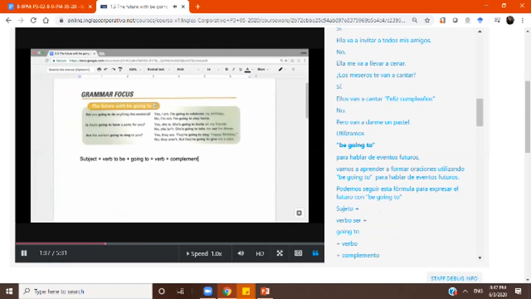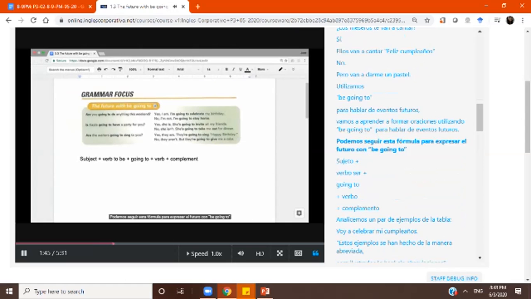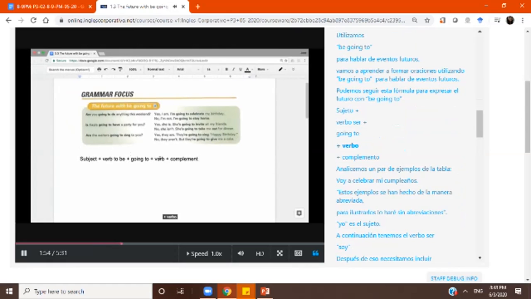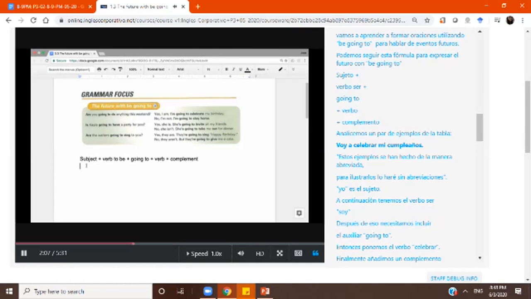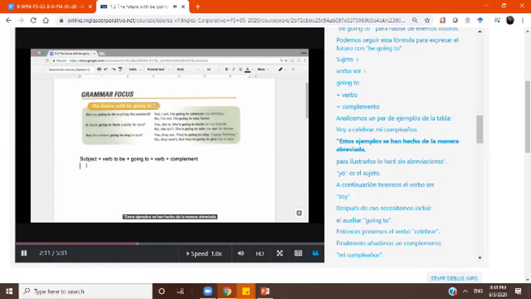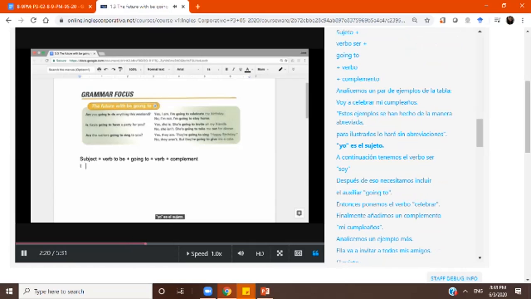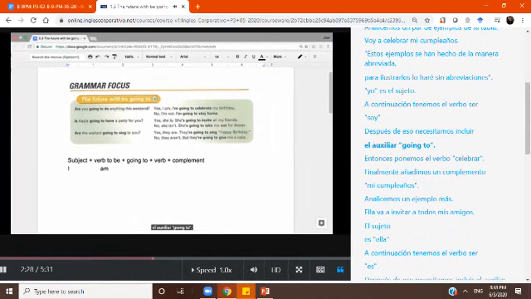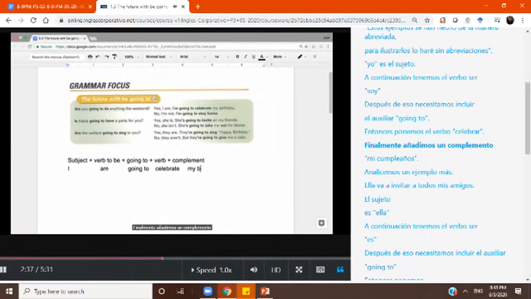We use be going to talk about future events. Let's learn to form statements using be going to talk about future events. We can follow this formula to express the future with be going to. Subject plus verb to be plus going to plus verb plus complement. Let's analyze a couple of examples from the chart. I'm going to celebrate my birthday. These examples are contracted, by the way. In order to illustrate these examples, I will do it without contractions. I is the subject. Next, we have the verb to be, am. After that, we need to include the auxiliary going to. Then we put the verb celebrate. Finally, we add my birthday.